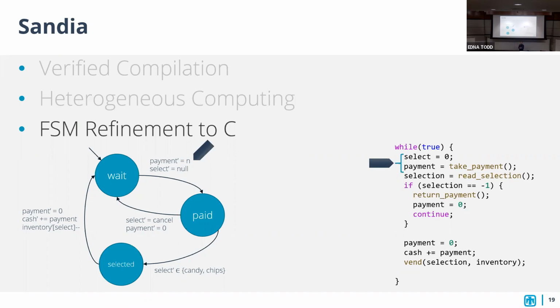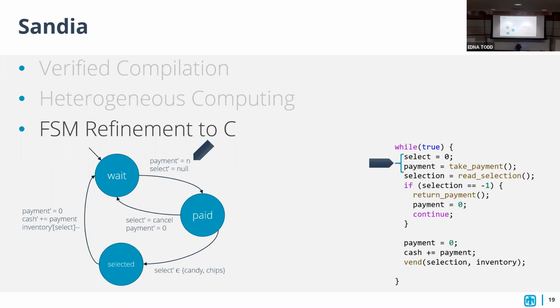So we need a couple of things. One, we need to say, well, how do these two things correspond, right? This is pretty simple in this case. Payment corresponds with payment. Select corresponds with select. But they need not, right? You can have very complicated data structures in C representing relatively simple things in a state machine, right? So you have basically a relational mapping. This is called a simulation relation.